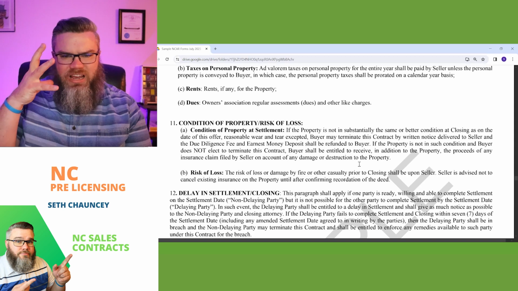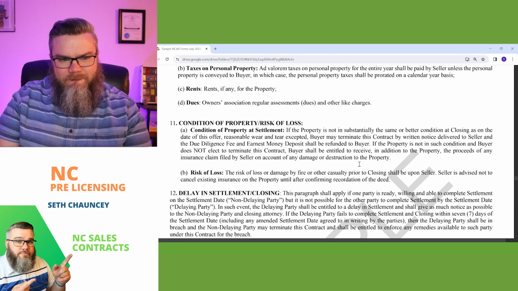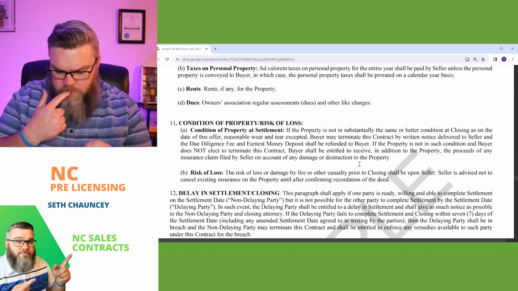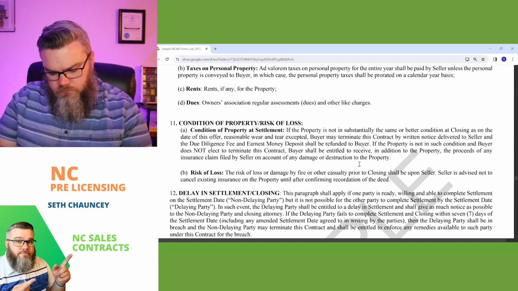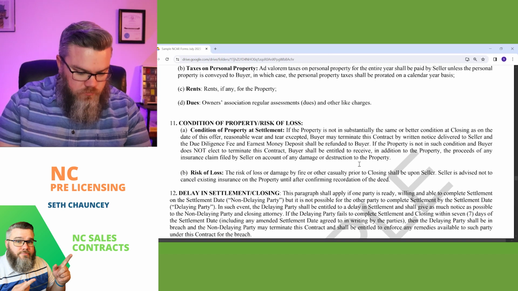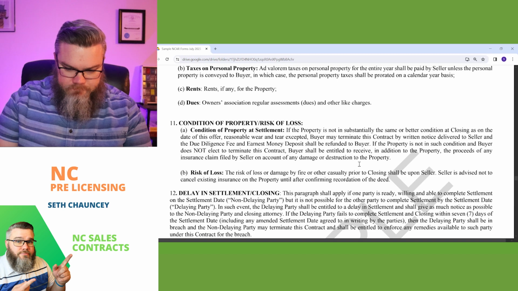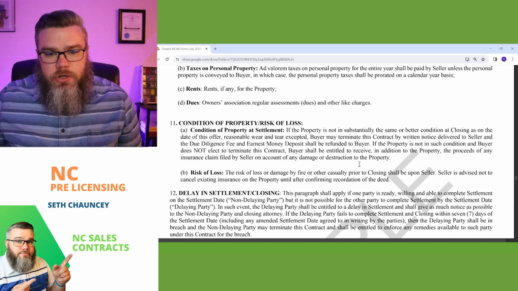Kirsten, you got a big look on your face like you're processing something. So if the house catches on fire and you get $295,000, and the buyer decides to go ahead with the sale, then the buyer receives the $295,000 in full. Yeah, whatever the insurance is willing to do.